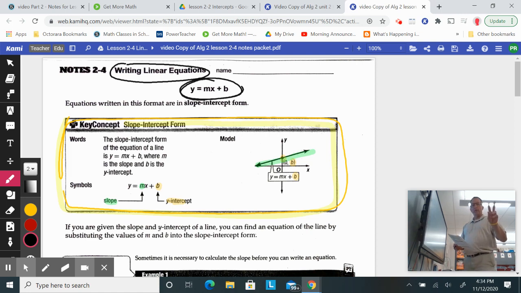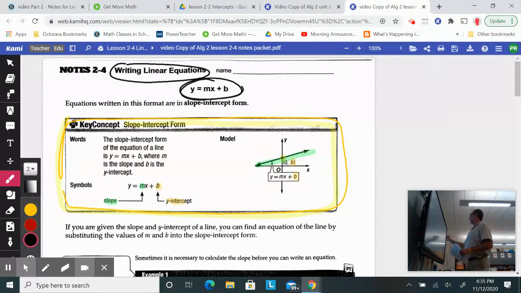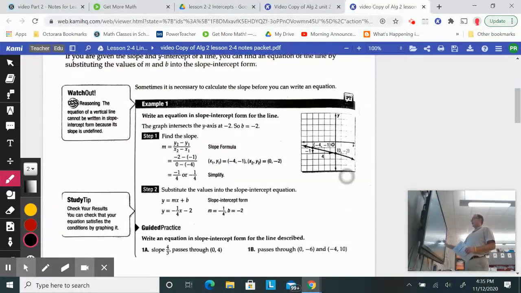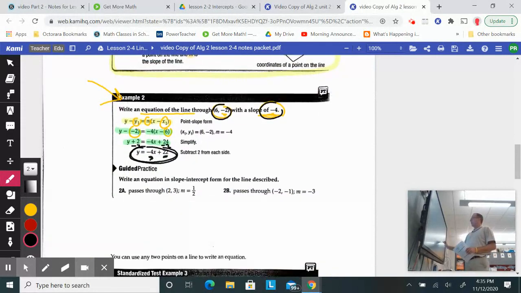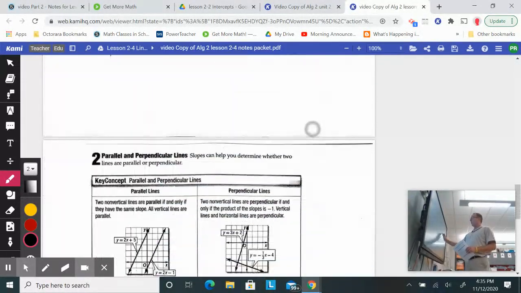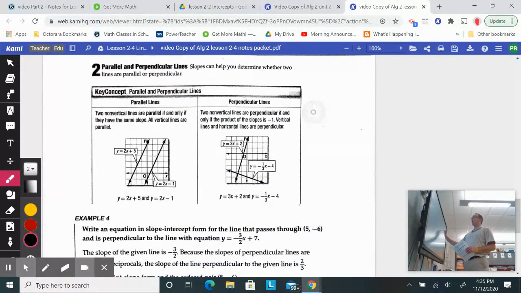So this is the second part of the video for lesson 2.4. Remember, in the first part we talked about the different forms of writing linear equations. Standard form, which was a review from lesson 2.2, but we also talked about slope-intercept form and then point-slope form when that was useful. Now we're going to move to the second part of this lesson, talking about parallel and perpendicular lines.